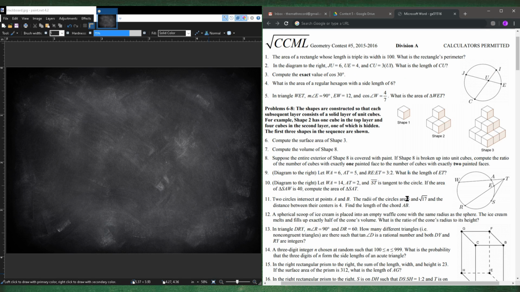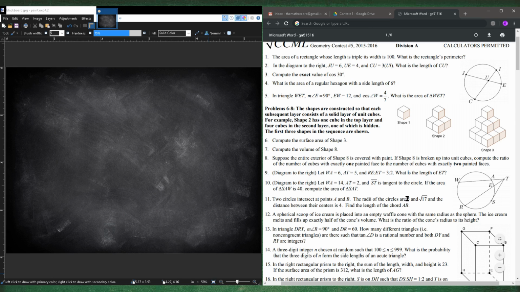Okay. Number 9, the diagram to the right. WA is equal to 6, and AT is equal to 5, and RE to ET is 3 to 2. What's the length of ET?